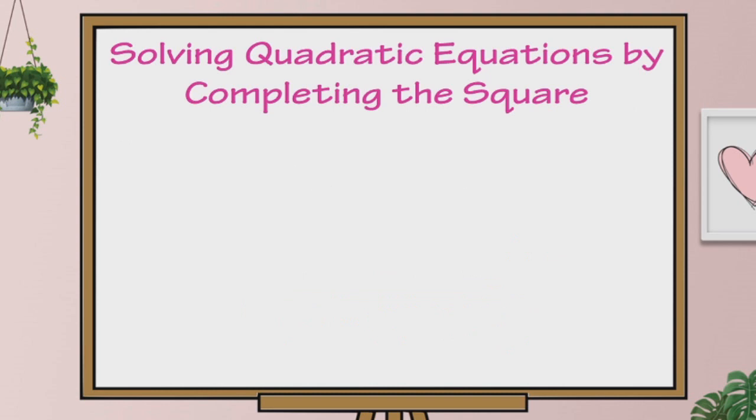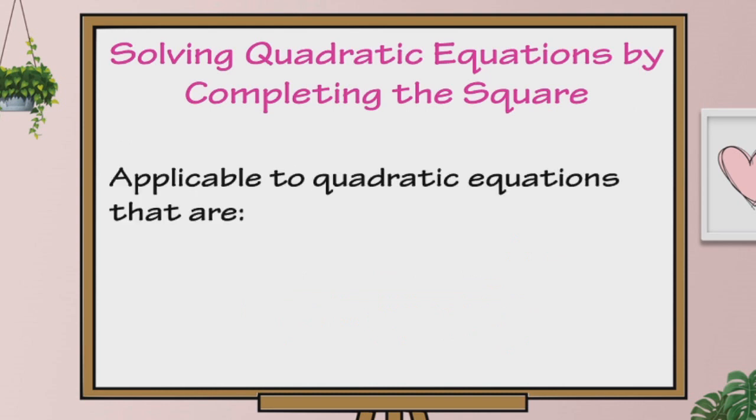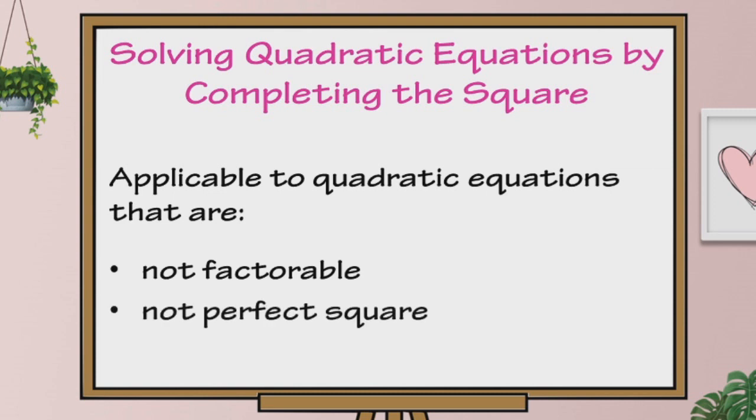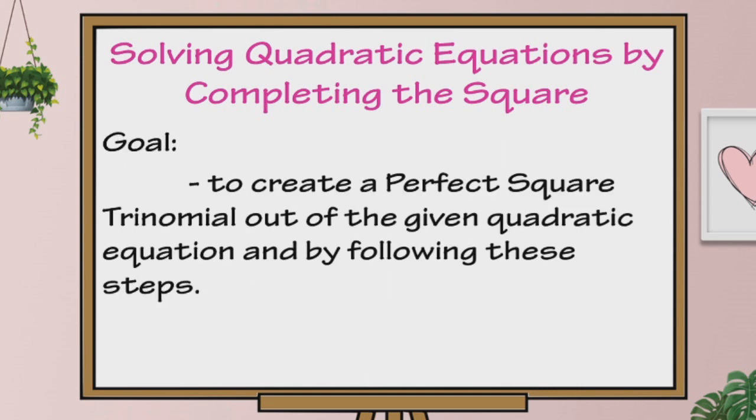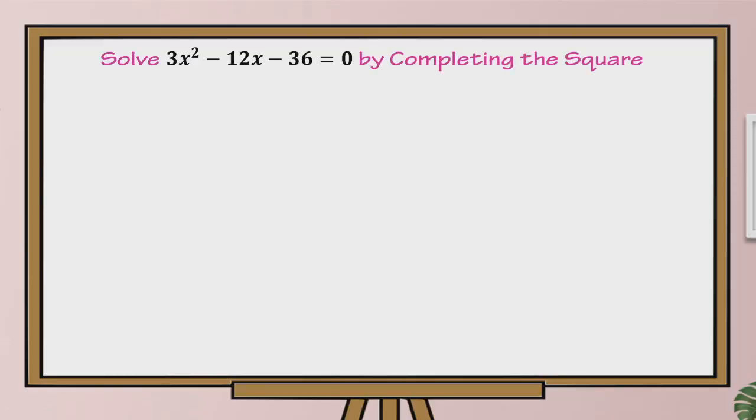For solving quadratic equations by completing the square, this method is applicable for quadratic equations that are not factorable and that are not perfect squares. These quadratic equations can be binomials. They can also be in the form of a trinomial quadratic equation. Next, our goal for this method is to create a perfect square trinomial out of the given quadratic equation by following these steps. To follow the steps, let's try to solve 3x squared minus 12x minus 36 equals 0 by completing the square.